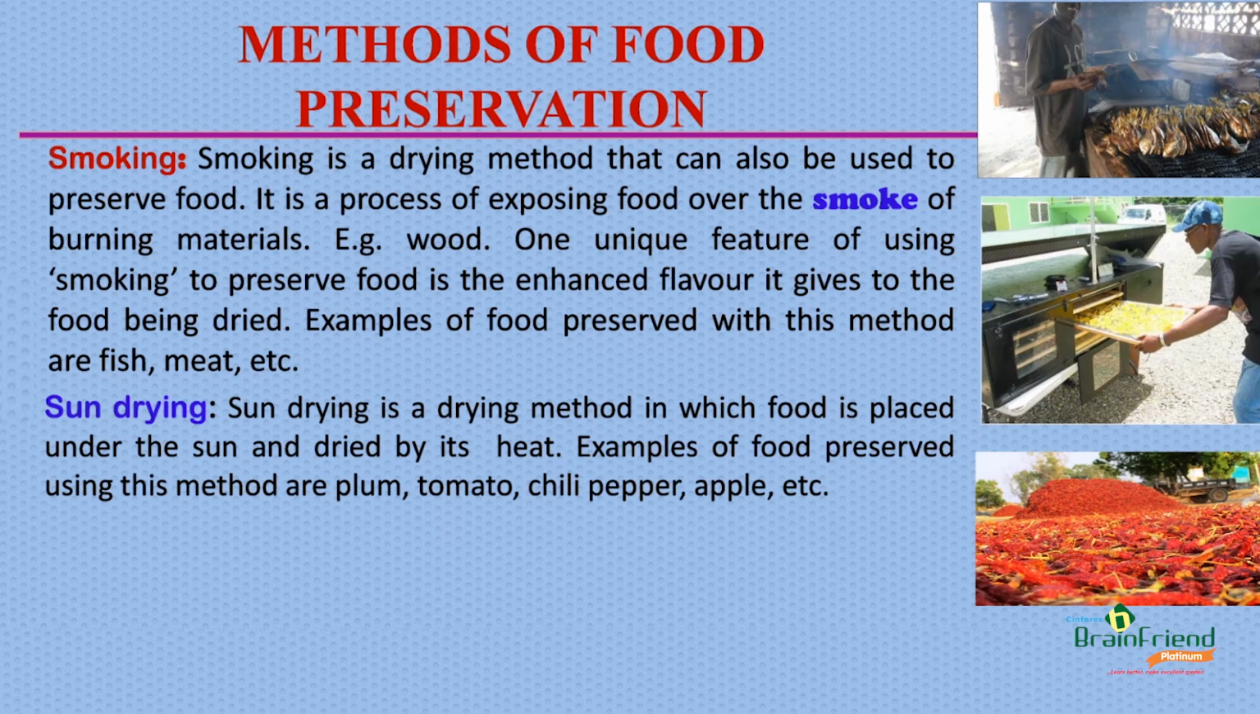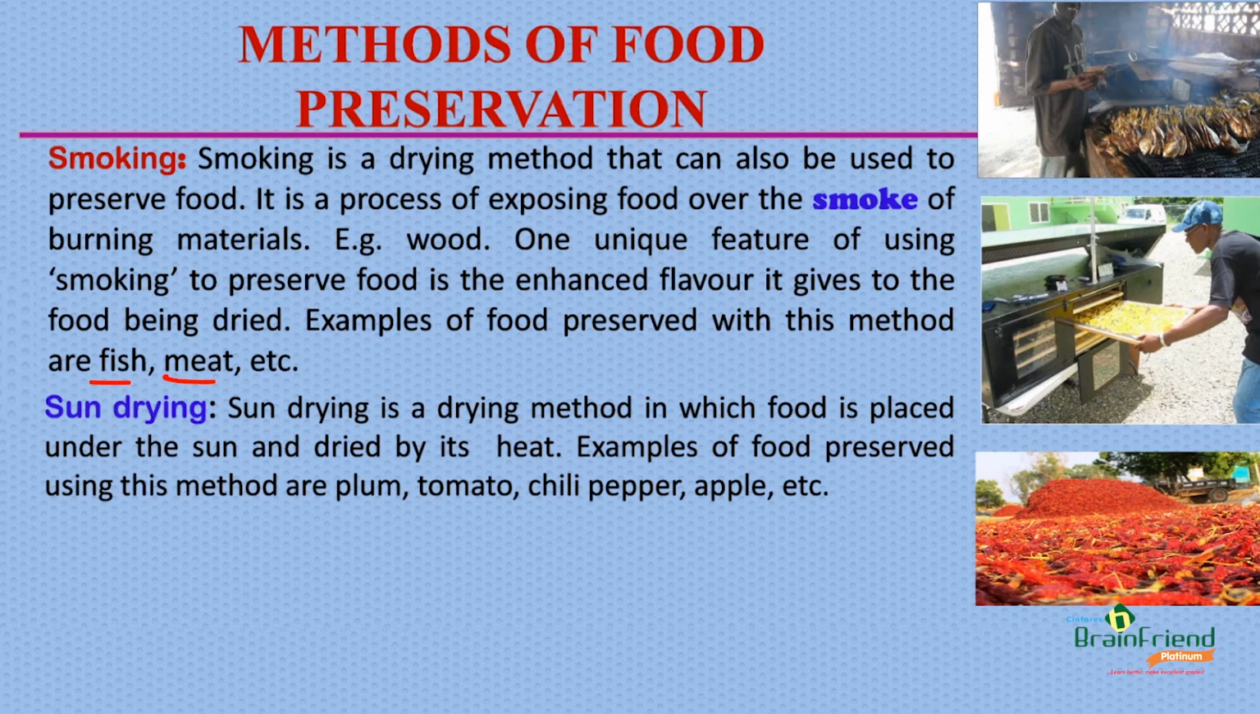Smoking is a process of drying which is used to preserve food. In this process, food is placed over the smoke of burning materials. Smoking makes it difficult for microorganisms to survive in food. It also enhances the flavor in food. Some food items preserved using this method include fish, meat, etc.